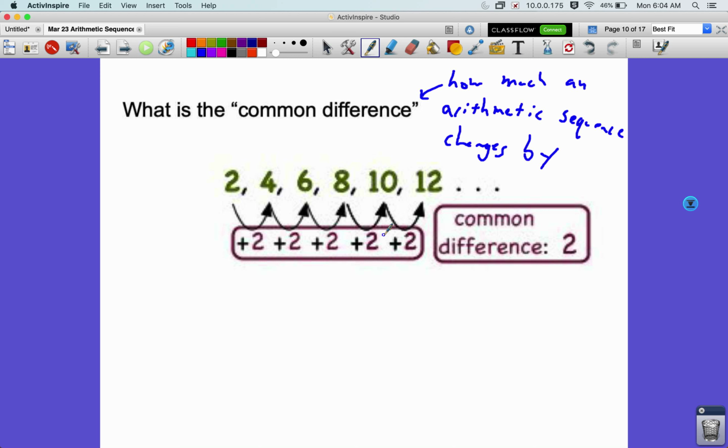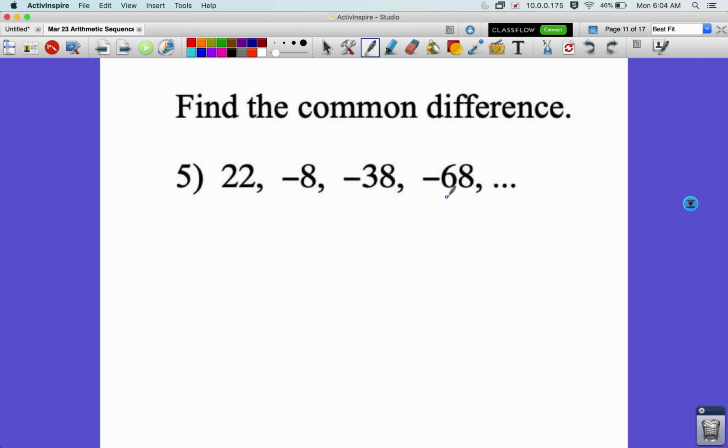So we see in this example here, the common difference is 2 because we are adding 2 each time. If we were subtracting 2, then it would be a -2. So here we've got just another sequence that we know to be arithmetic, but what is the common difference?